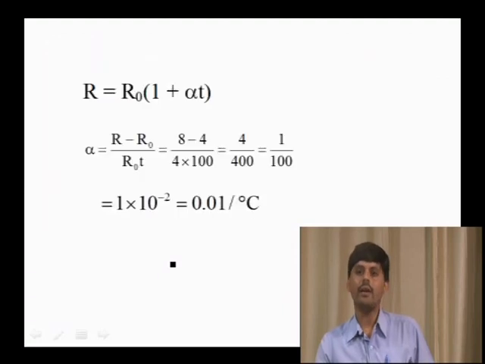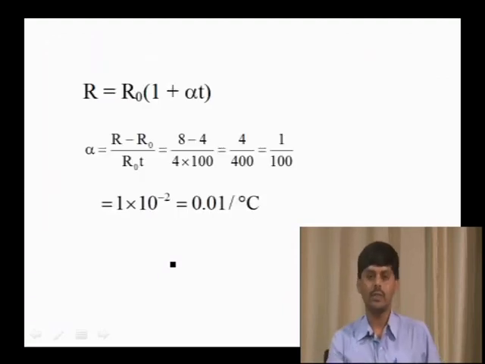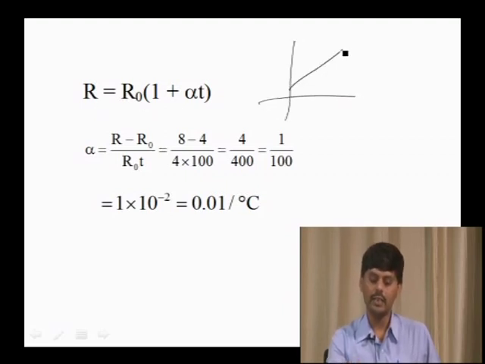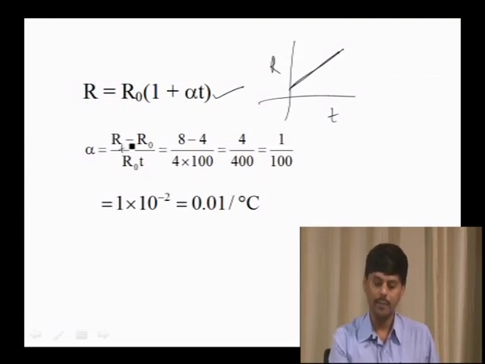See, we have a formula for variation of resistance with temperature. This is the formula. For this variation, we are going to have an equation like this. This is resistance and this is temperature. This variation is given by this equation. Rearranging this equation, we get alpha is equal to R minus R naught divided by R naught into T. R can also be taken as RT, that is resistance at temperature.